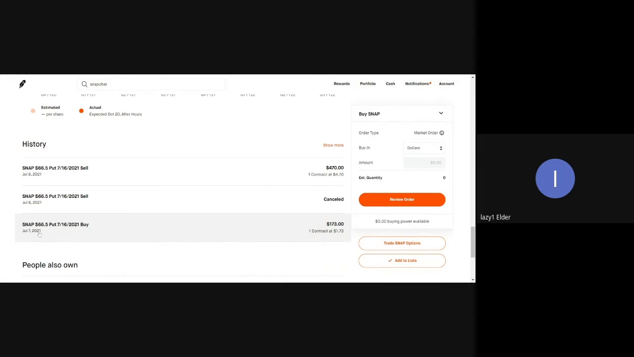So what it says right here, Snap, the strike price was $66.05. I placed a put. That means I was essentially betting that it was going to go down. I bought it at $173. Now below it, it says one contract at $1.73.